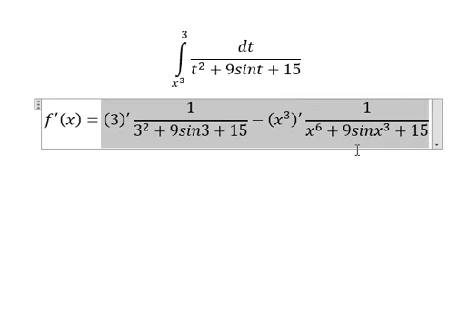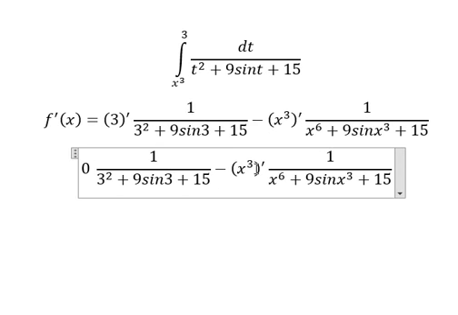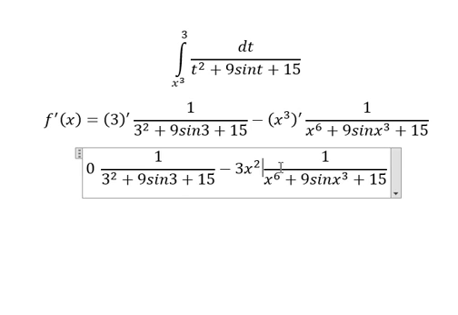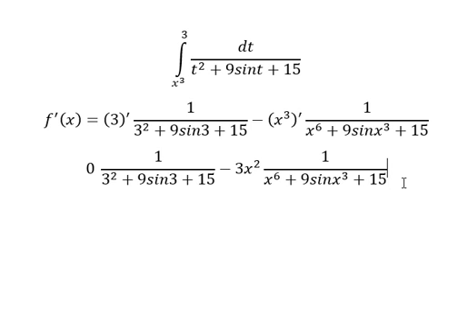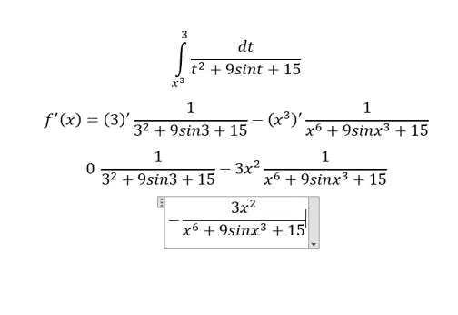So this one, you will have number 0. This one we have 3s squared. And now we simplify. You will have negative 3s squared over s to the power of number 6 plus 9 sine s to the power of 3 plus 15. And this is the answer for the question.